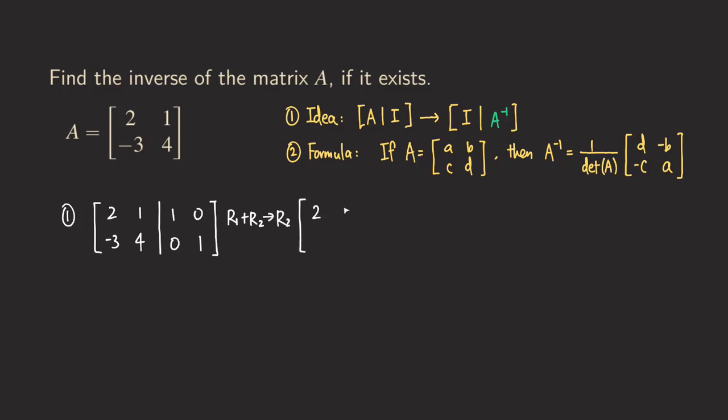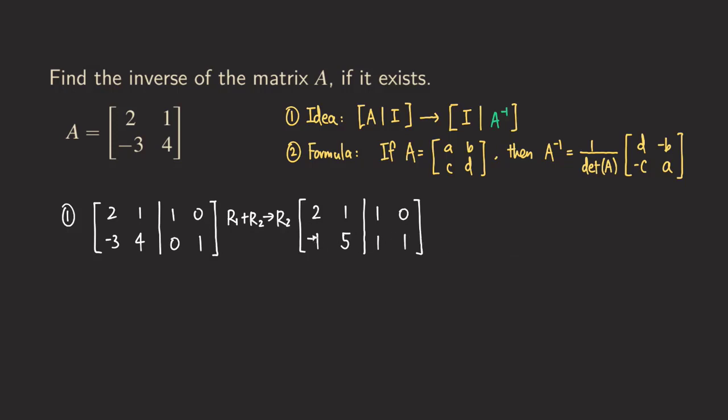You can see that I'm not changing row 1, so I'm still just going to keep that, as you can see here. Now we take the 2, adding the -3. So we are going to get -1 here, and then 1 plus 4, we're going to get 5. Then 1 plus 0, we're going to get 1. And then 0 plus 1, we still just get 1. So now we have this.